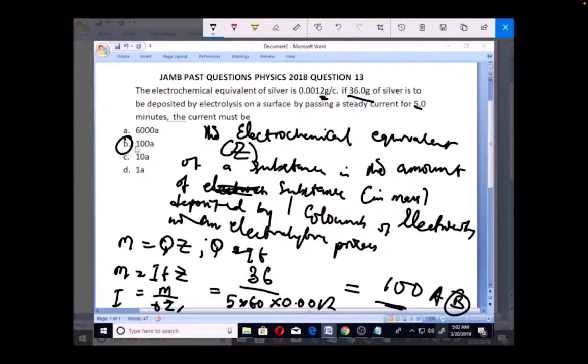And this is the B, 100 amperes. This is A, 600 amperes. This is 10 amperes. So the right option is 100 amperes because when you cancel out, 6 here is going to give us 6, and here is going to give us 10. So if you cancel out, you're going to have 100 amperes. And that is the answer to this problem. Thank you.